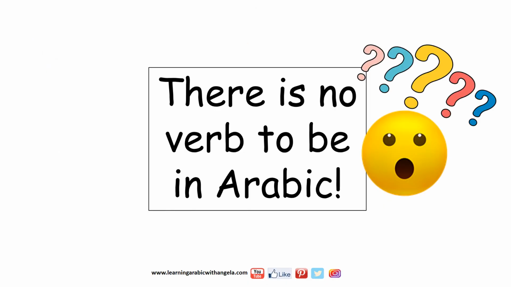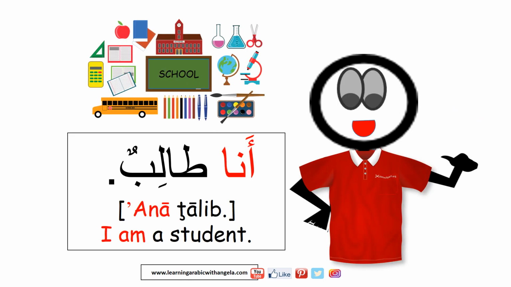Did you know that there's no verb to be in Arabic? أنا طالب. It means I am a student. أنا is I and طالب a student. So it literally translates to I, student. Since there is no verb to be in Arabic, the pronoun in itself contains the verb to be. So أنا طالب means I am a student.